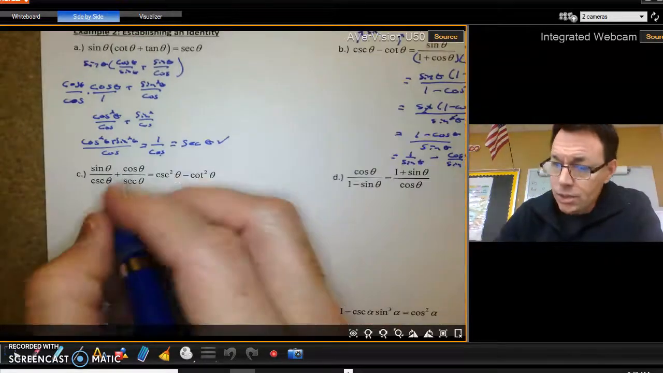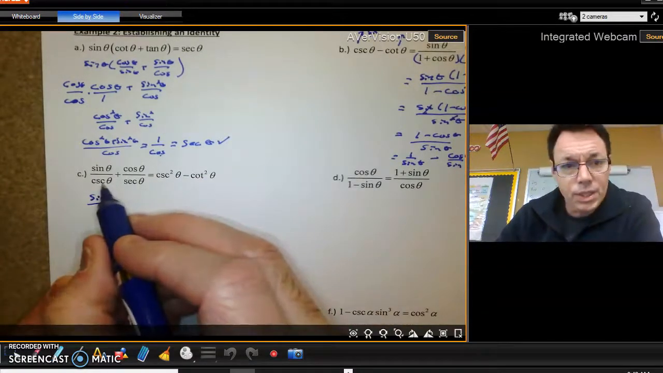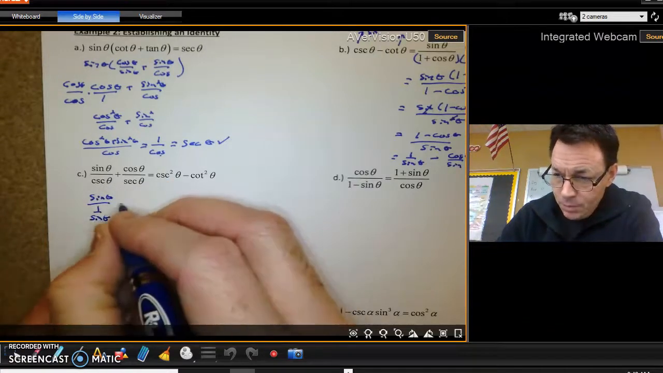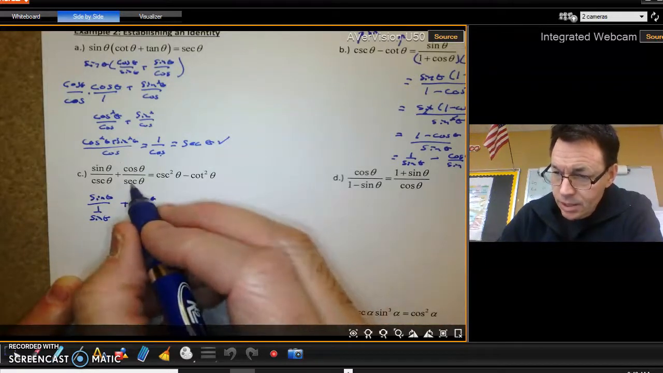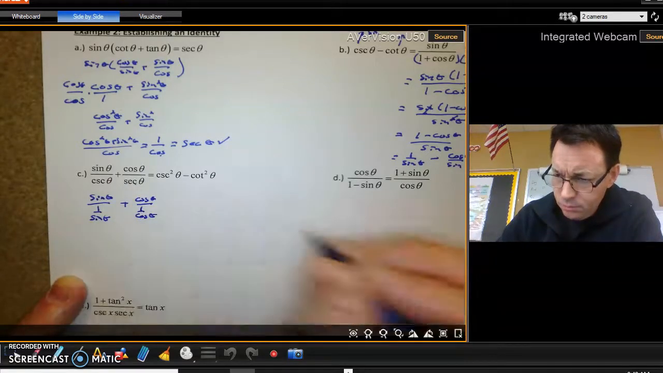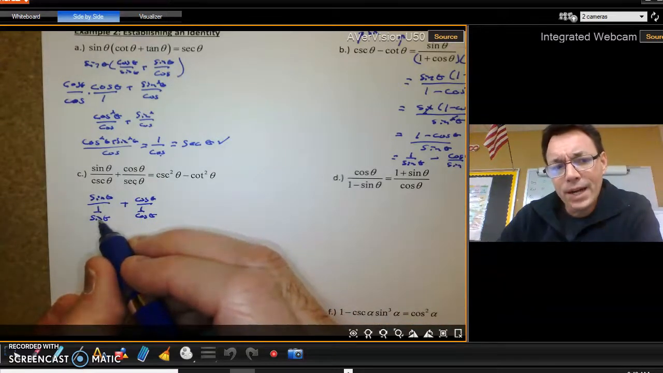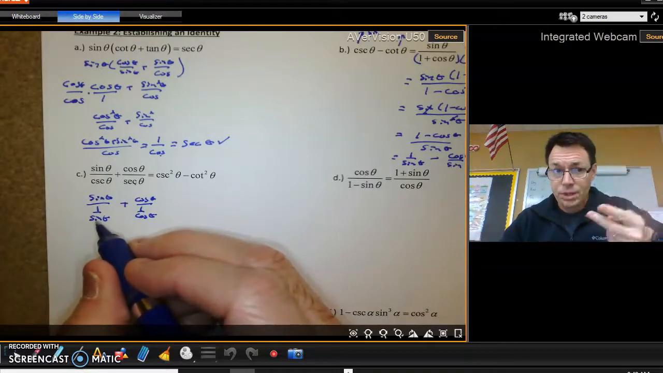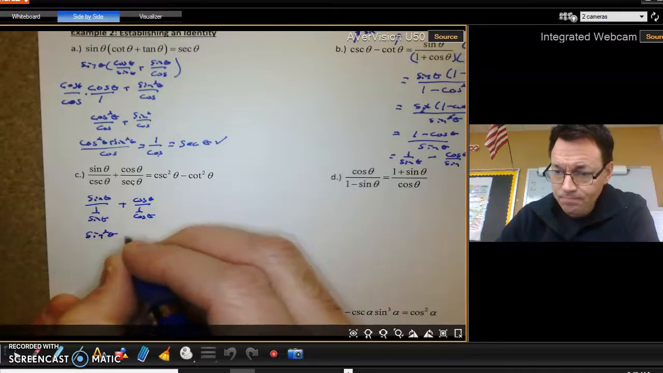All right, so sine over, and then what is cosecant? Cosecant is 1 over sine. Okay. Plus cosine. Secant is 1 over cosine. But if sine is being divided by 1 over sine, dividing by 1 over sine would be the same as multiplying by sine over 1. It's the reciprocal. So you're literally taking sine and multiplying it by sine. So that's going to be sine squared.